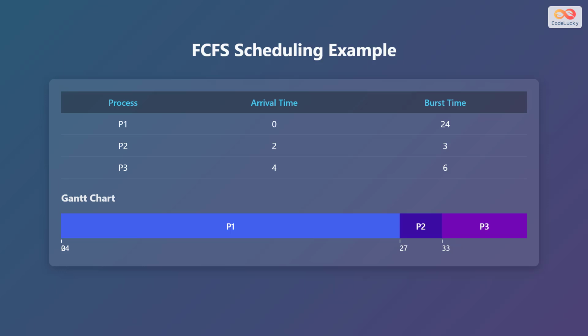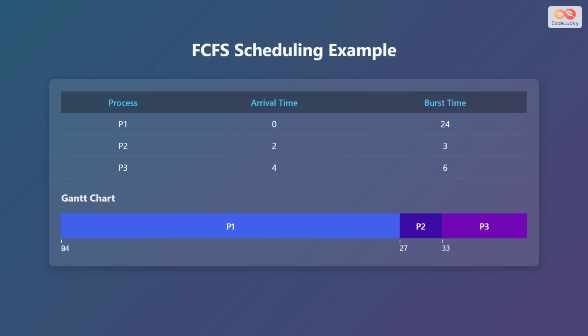Let's consider an example to understand first come, first served scheduling better. Here is a table of processes with their arrival times and burst times. Process 1, indicated as P1, arrives at time 0 and requires 24 units of time to complete. Process 2, indicated as P2, arrives at time 2 and requires 3 units of time. Process 3, indicated as P3, arrives at time 4 and requires 6 units of time.